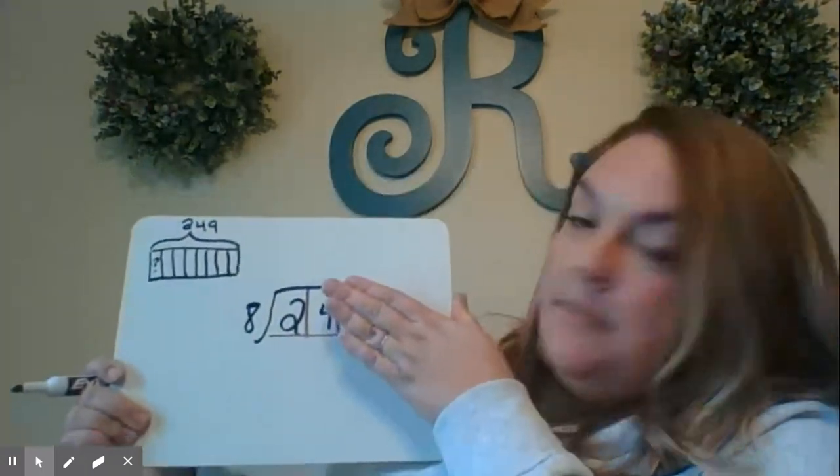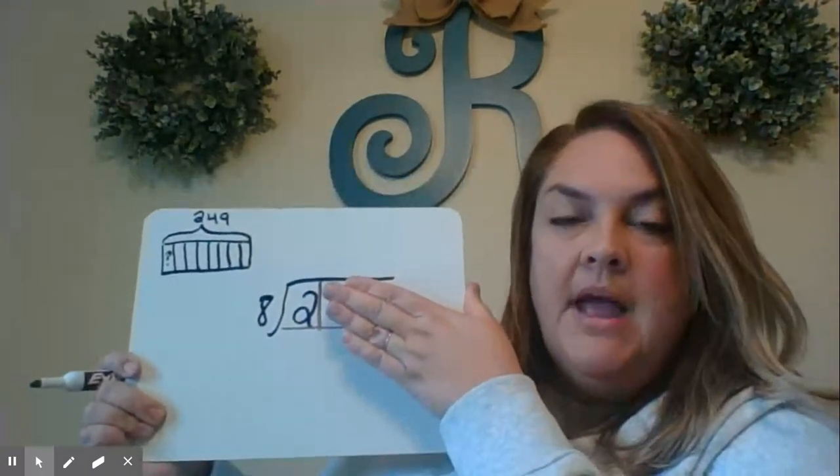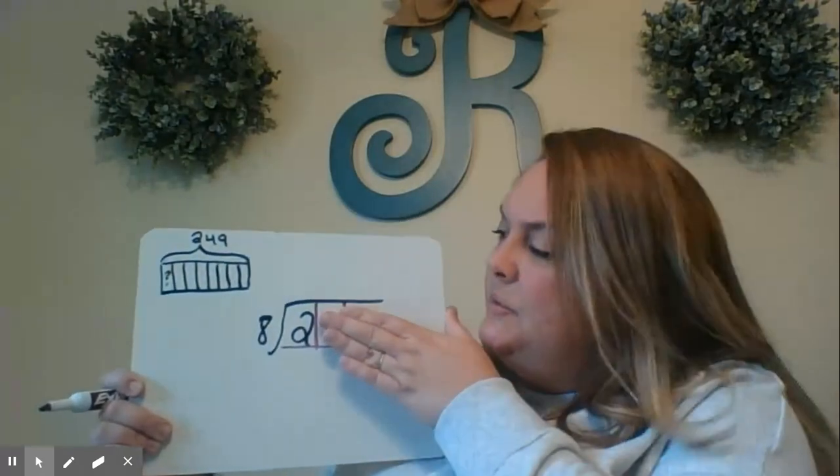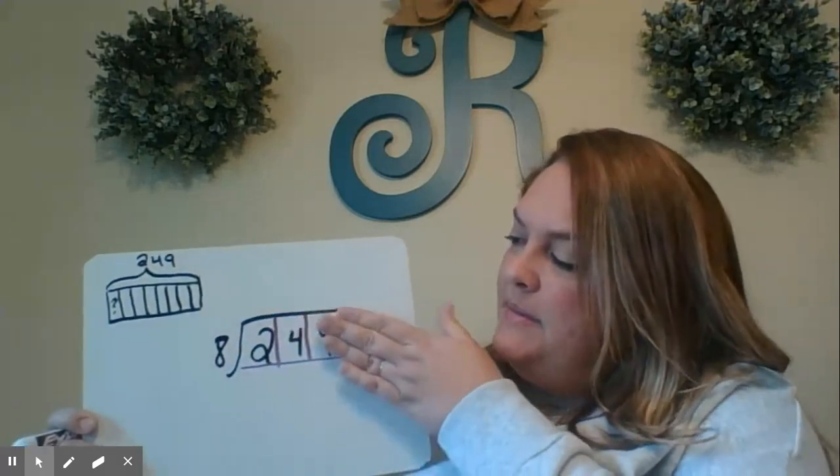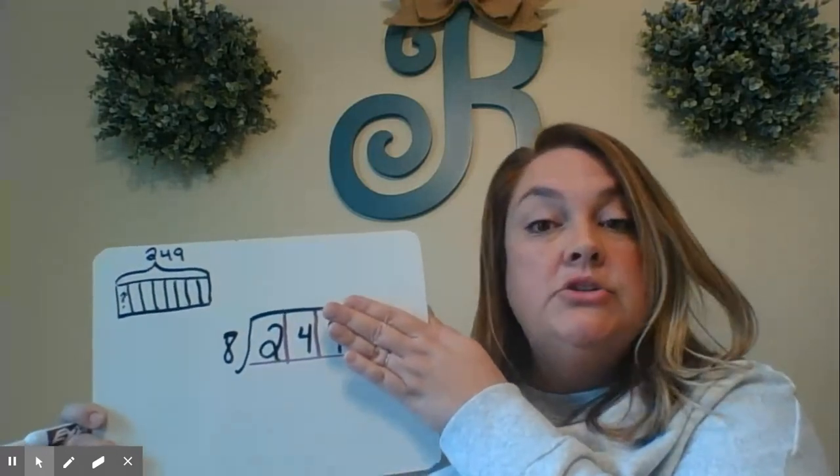I'm gonna cover this up, and I have 2 divided by 8. Right away, I know that I can't do this. This isn't possible because the 2 is less than the 8. So what I'm going to do is I'm just going to slide my hand over and uncover one more number. So we're looking at 24.